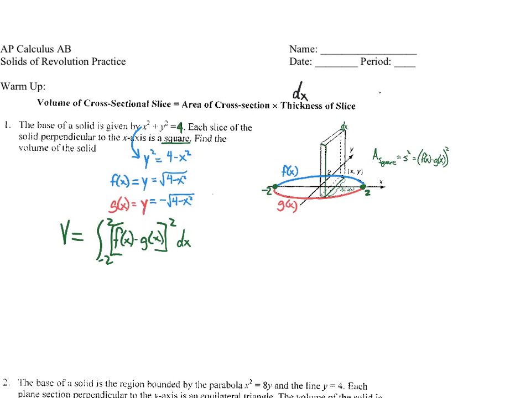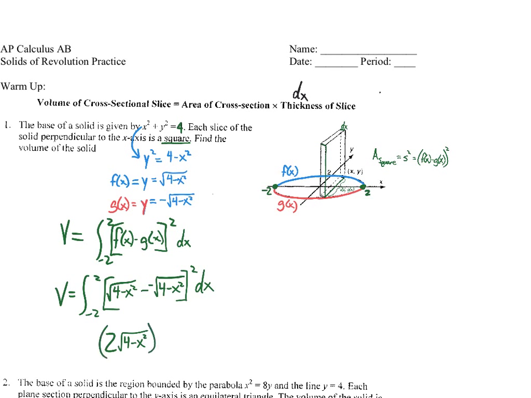Alright, so now plugging in the actual functions, V is the integral from negative 2 to 2. f of x is the square root of 4 minus x squared, minus g of x. Well, g of x is the negative square root of 4 minus x squared. And I'm going to square this whole thing. Before we get too far, let's go ahead and simplify. I have the square root of 4 minus x squared plus the square root of 4 minus x squared. So that's just 2 times the square root of 4 minus x squared that I now have to square.